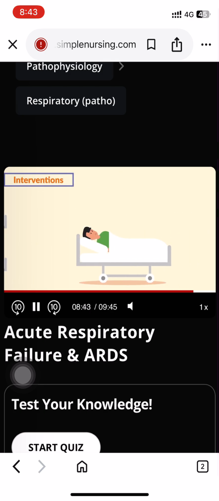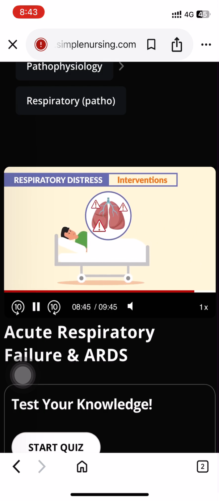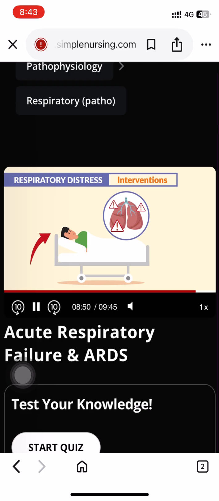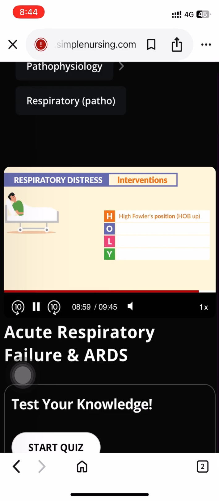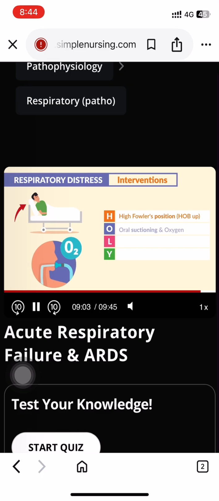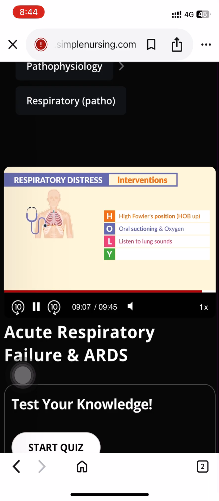Now, for clients experiencing general respiratory distress, we call a rapid response. And first things first, you immediately raise the head of the bed. So use the acronym HOLY. Like, holy cow, this patient needs help. So H for high Fowler's position. Always, head of the bed is up. O for oral suctioning and oxygen. And then L is for listen to lung sounds. And lastly, Y is to yell for help. Or basically notify the HCP provider.